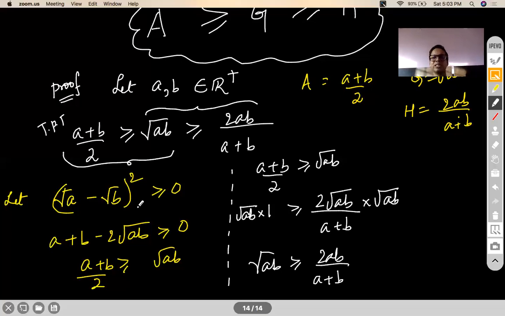Is it fine? There's one more proof, which is a geometrical proof, so I'll share that with you also. That's very interesting. I hope you have noted this down. Done? Okay, so I'll give you a geometrical proof.